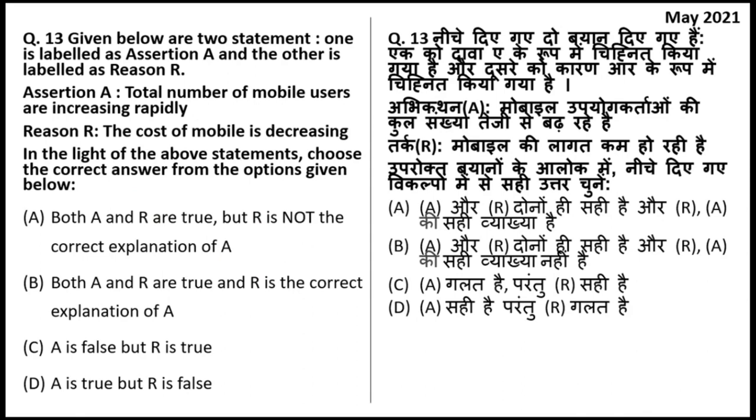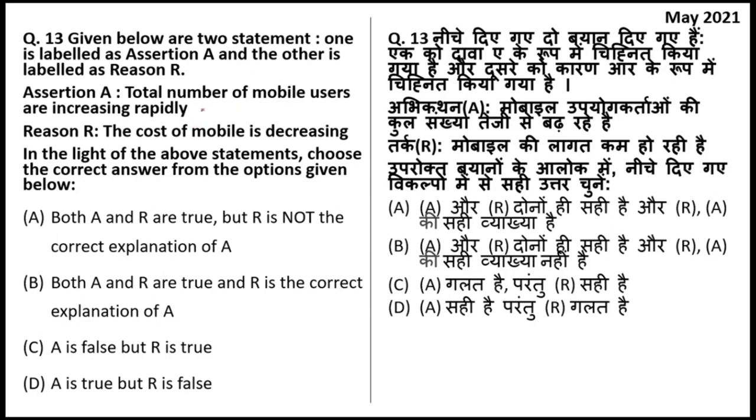Next question. Given below are two statements, one is assertion and one is reason. Now we have to tell if both are true but R is not the correct explanation, or if both are true and R is the correct explanation of A, or if A is true but R is false, or A is false but R is true. Once I have told you, now going forward I will not tell you about these options. There are multiple assertion and reason questions in this video. So the first statement, that is assertion, says total number of mobile users are increasing rapidly.